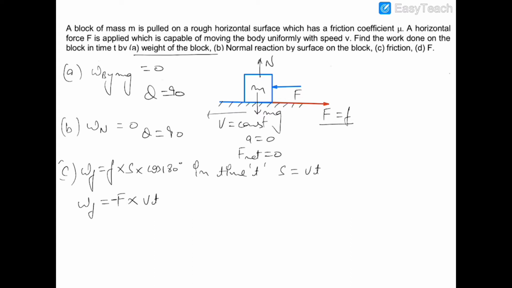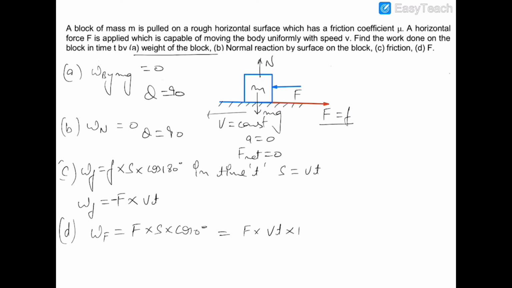So this is the work done. And next, D part is also the work done by force F. So work done by capital F will be F into S into cos 0 degree, and it would be F into Vt into cos 0, which is 1.